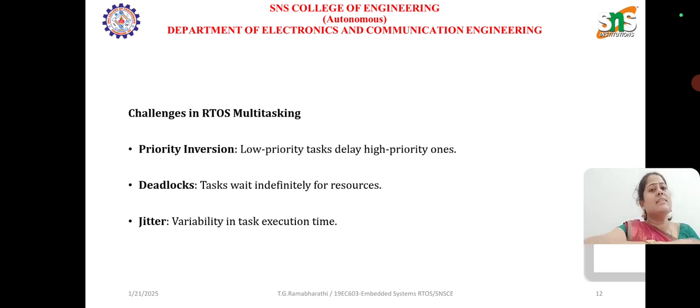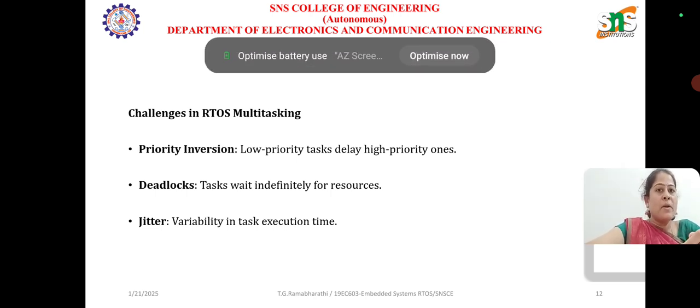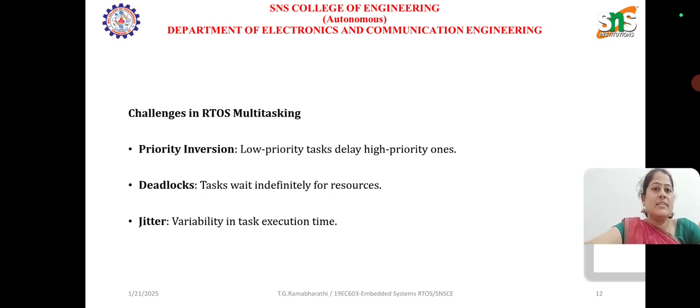Then what are the challenges we face in RTOS multitasking? First one is priority inversion. We all know that we use preemptive scheduling, so we give importance to the highest priority tasks. But a lowest priority task may delay high priority ones. This is called priority inversion. It is the main drawback or challenge we face in multitasking.